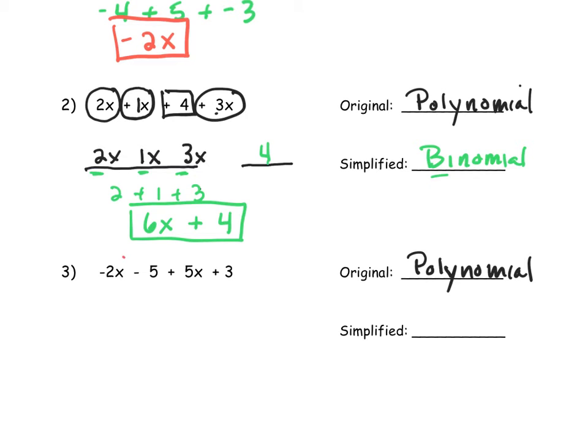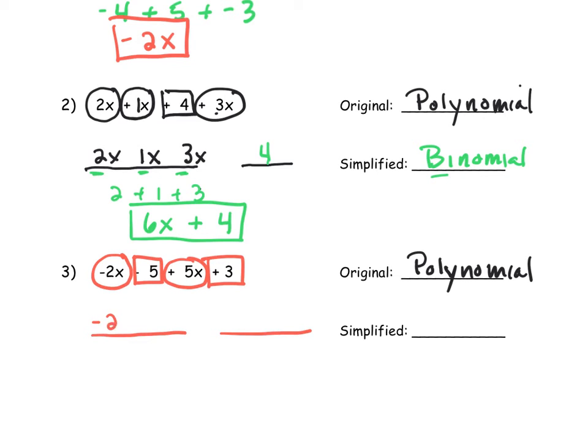So we're going to look at that as a term that has x in it. This is another term that has x in it. Then we have a constant, and we have another constant. So we're going to need 2 lines to gather up our like terms.